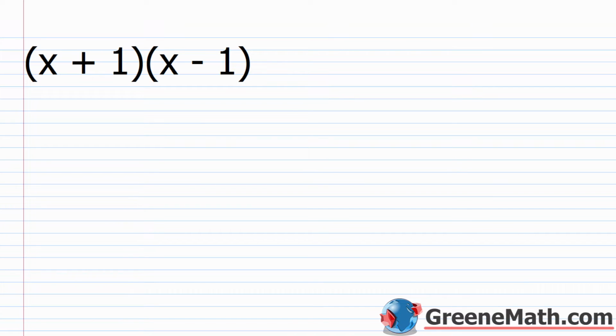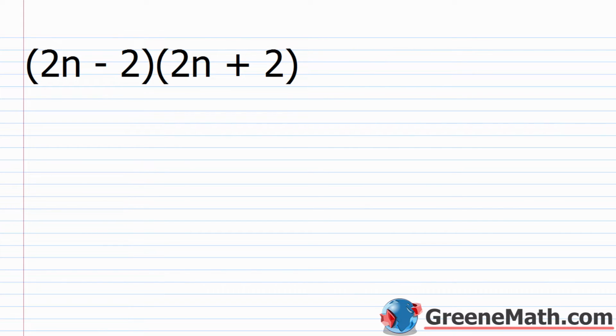So we know that if we see the same thing in the first position of each, the same thing in the second position of each, and we have a plus and a minus sign, we're going to end up with the difference of two squares. So we simply take the first guy, which is x, and we square it. And then we're going to subtract away the second guy, which is 1 squared. 1 squared is just 1. So this ends up being x squared minus 1.